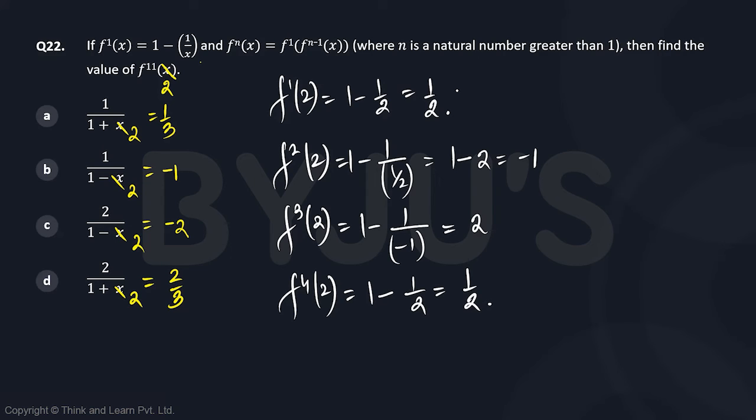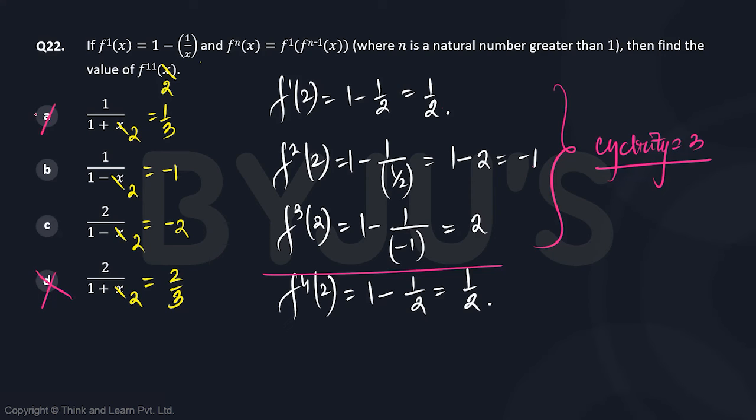So the moment repetition happens, we need to stop here. This series has a cyclicity of 3, as in after every third term, we will have the same term. So it's 1 by 2, minus 1, and 2. Going by the options, we are pretty sure that we can't have 2 by 3 because it doesn't even exist. 1 by 3 doesn't exist and minus 2 also doesn't exist. So we have only the B option that makes sense. This is the only one matching.